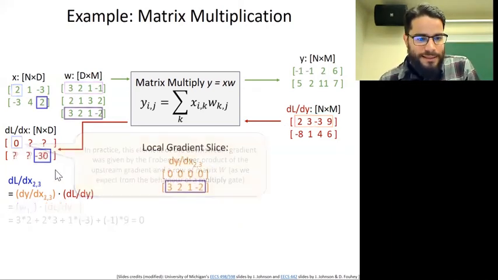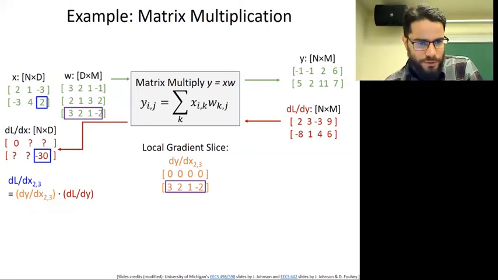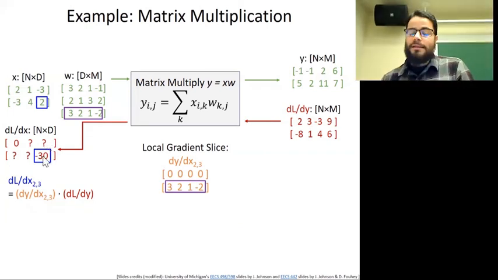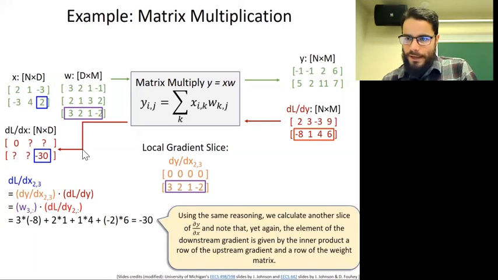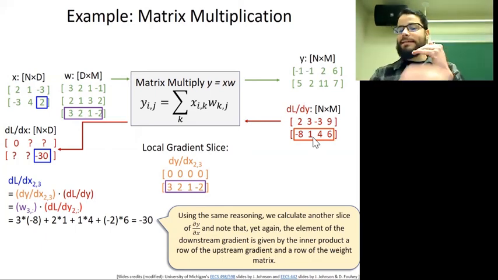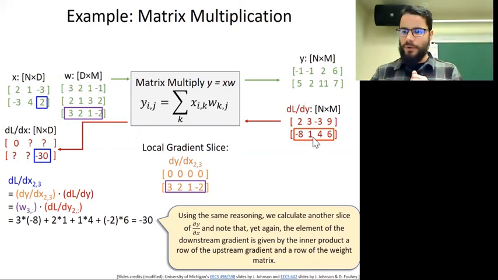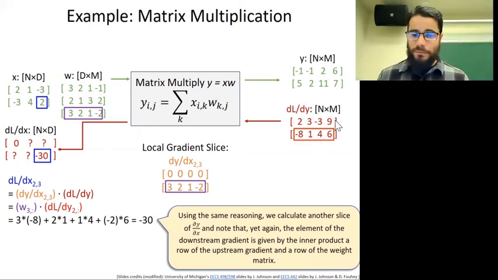If we were to look at the last element here, so doing the exact same thing we did for the first element, let's say that we were to do that for the last element, well, the local gradient slice would look like this. And then this local gradient slice multiplied by the upstream gradient would give us the last element of the downstream gradient, okay? And if we were to calculate it again, we would see that we multiply the second row now of the upstream gradient by the third row of W. Again, a row of W by some row of the upstream gradient. So that's extremely interesting, right?